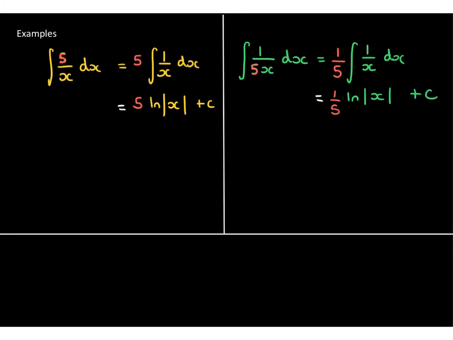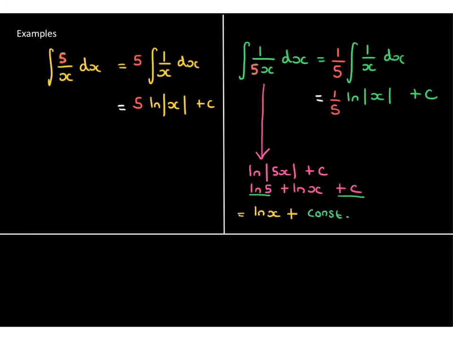Now, I have seen people write down instead this as an answer. They see this and say, well, the answer must be ln mod 5x plus a constant. But that's not quite right, because ln mod 5x could be separated to give us ln 5 plus ln x using a logarithm rule. Then ln 5 is just a constant, which we can combine with this constant here to give us the answer, ln x plus a constant. So that's why we don't write down ln mod 5x as our answer.